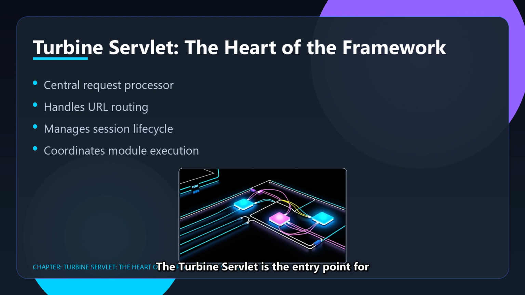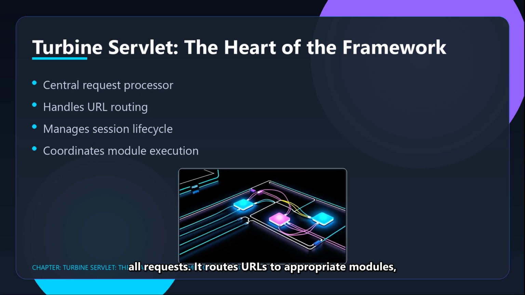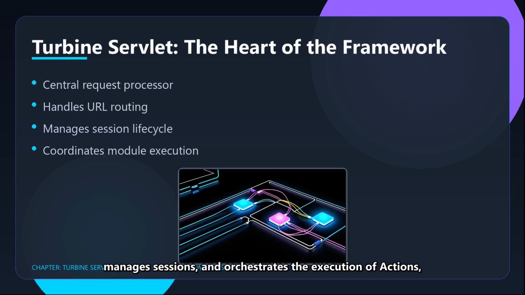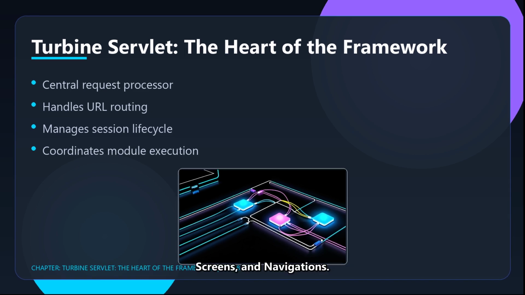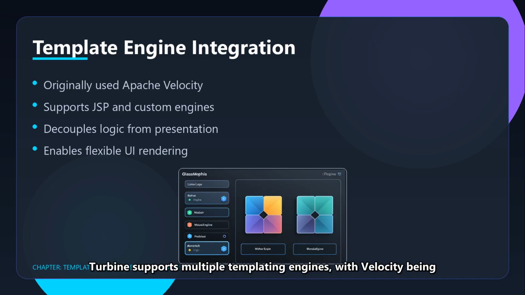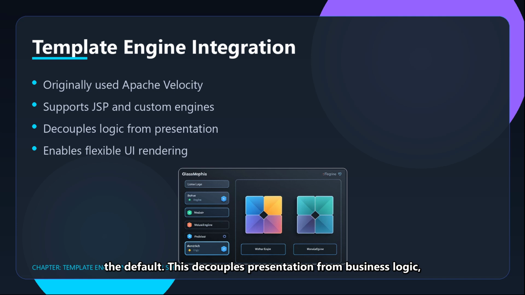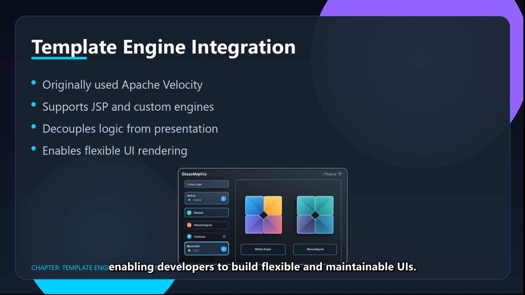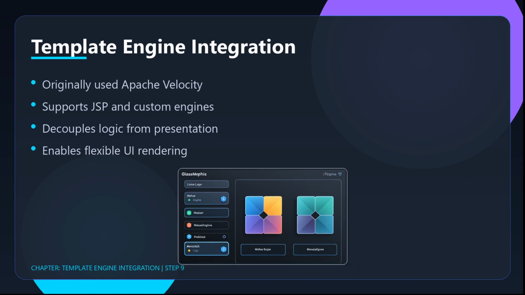The Turbine servlet is the entry point for all requests. It routes URLs to appropriate modules, manages sessions, and orchestrates the execution of actions, screens, and navigations. Turbine supports multiple templating engines, with Velocity being the default. This decouples presentation from business logic, enabling developers to build flexible and maintainable UIs.